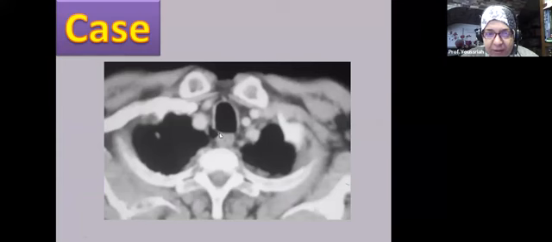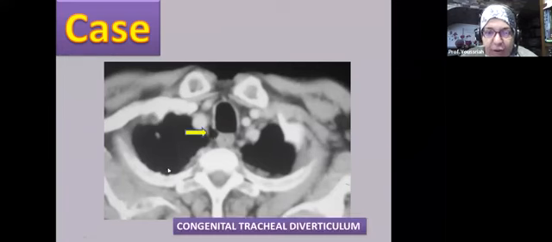Another case, again, this lucency at the inlet of, or the outlet of the thorax, whatever you call it. This is a tracheal diverticulum, a congenital tracheal diverticulum. Why congenital? Because a diverticulum that is posterolateral to the right side of the trachea at the thoracic inlet is a congenital diverticulum. It might be small, it might be large, but this is how it looks.